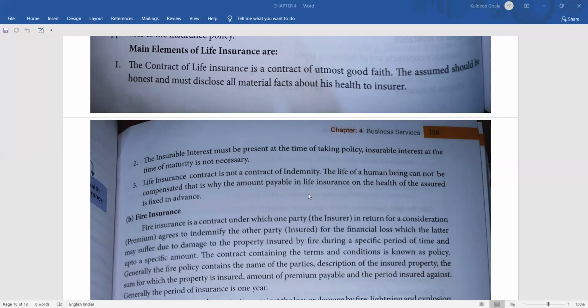Only the thing is that it will help you. What help will be there? The insurance company is going to help the family members with financial support, not more than that. So that is what is told here.